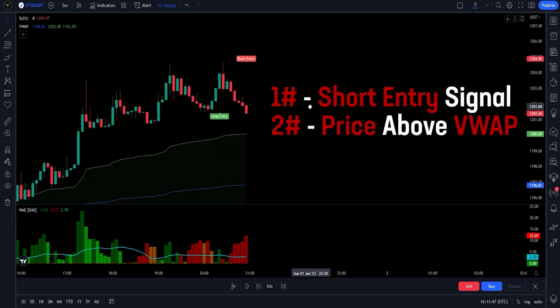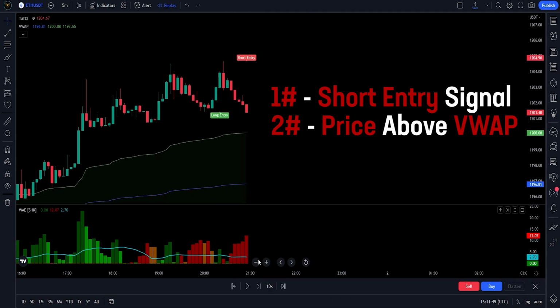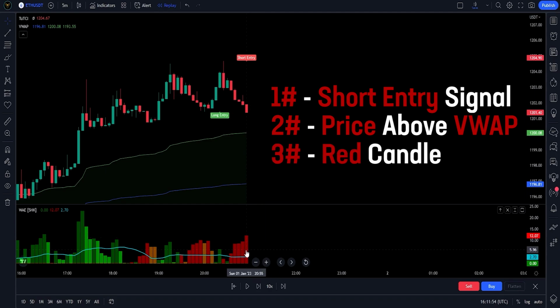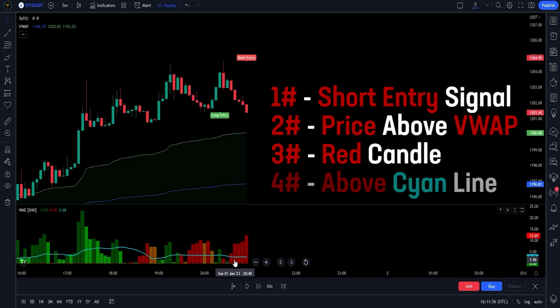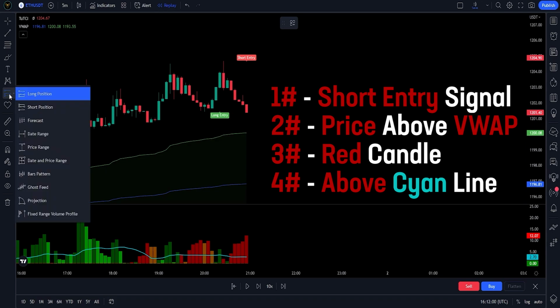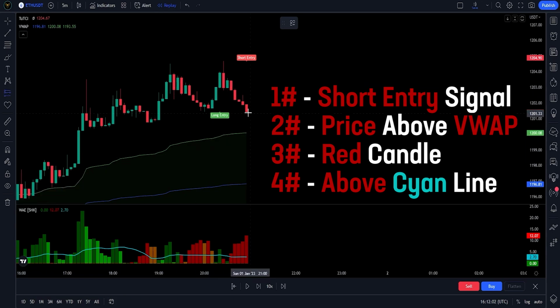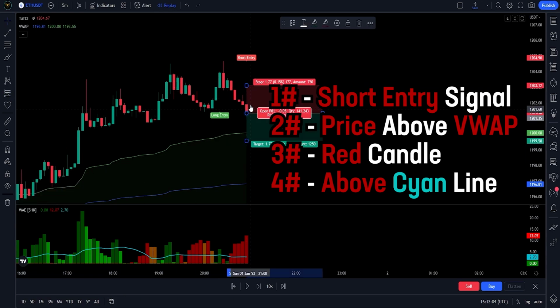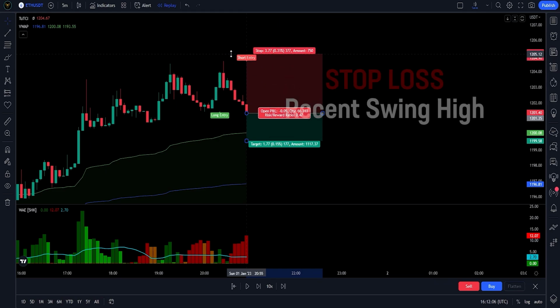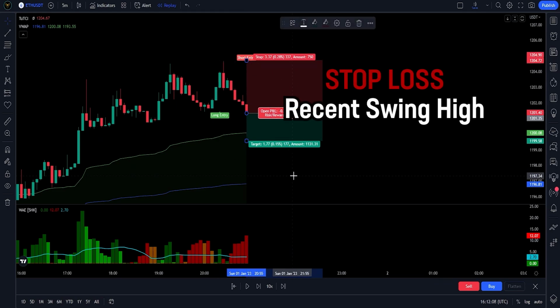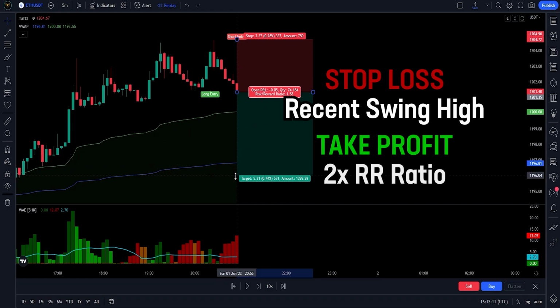Now, let's check our WADA adder explosion indicator for our third and fourth rule. Our third rule says that the candle must be red colored. It is colored red, and it is also above our explosion line, which is our fourth and final rule in this short trade strategy. With all 4 conditions met, all of which are signaling a bearish market, we can confidently enter a short trade. We will set our stop loss to recent swing high, and we will set our take profit to 2 times the risk to reward ratio.